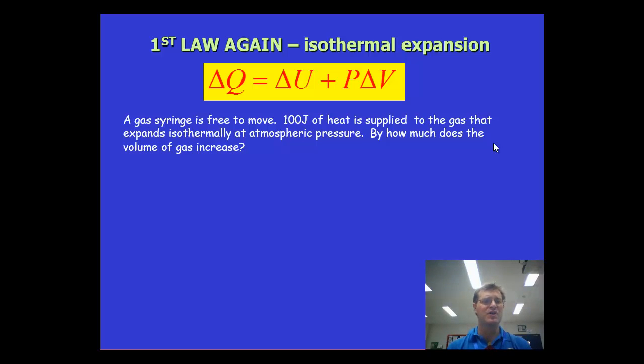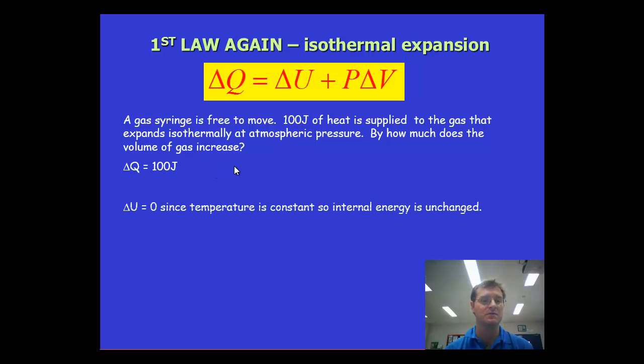So here's a question relating to this. A gas syringe is free to move. 100 joules of heat is applied to the gas, which expands isothermally at atmospheric pressure. By how much does the volume of gas increase? There's a few things to note here. We recognize that the heat supplied is 100 joules, so my change in Q is 100 joules.